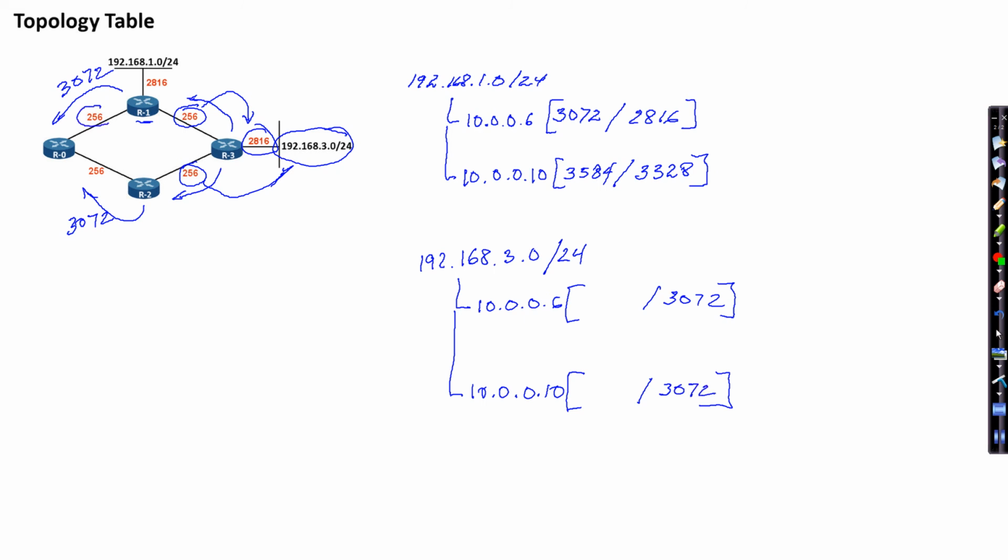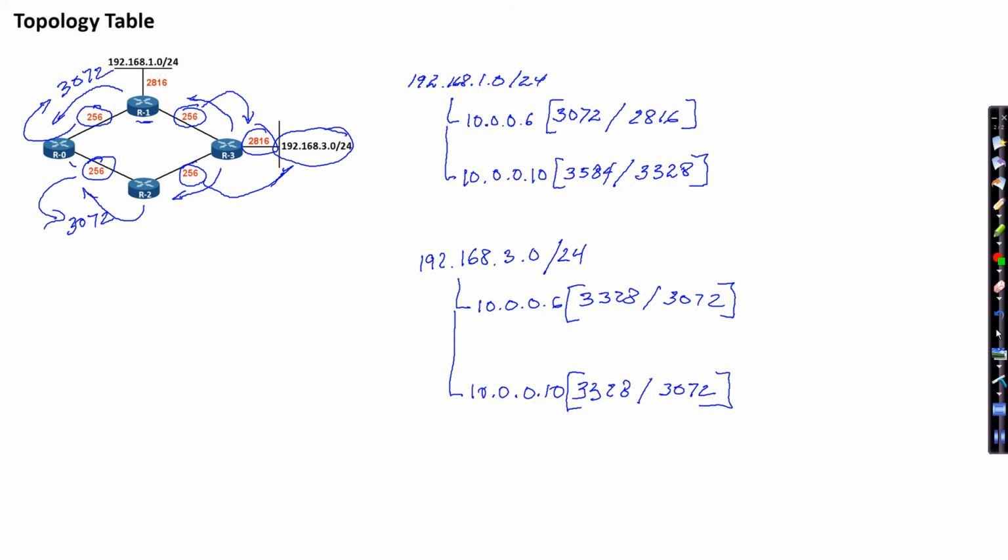Router 0 will then take the 256 here and add to the advertise of router 1, and the number is 3328. Same thing from router 2. Router 0 takes 256, adds to this advertised distance, and the number is 3328.